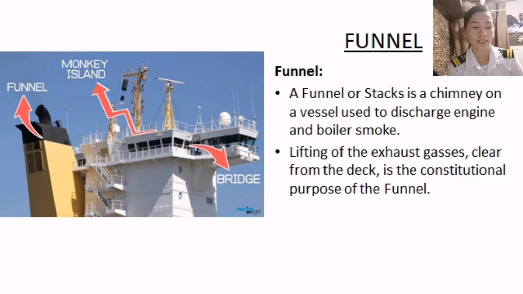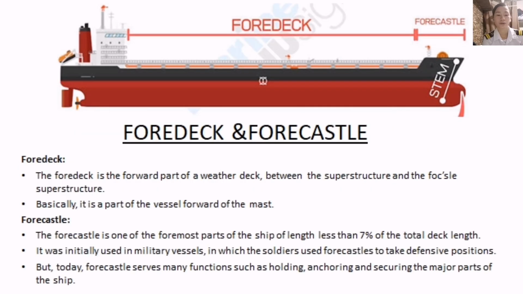Okay, so next is we have our foredeck and forecastle. So kaning foredeck class, that is the forward part of a weather deck between the superstructure and the forecastle or the forecastle superstructure.